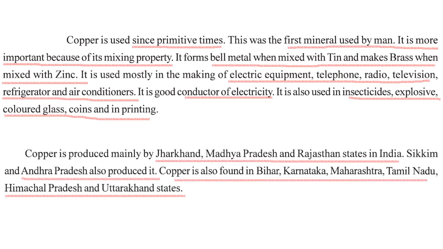Copper is maximum produced in Jharkhand, Madhya Pradesh, Rajasthan, etc. states of India. Apart from that, Sikkim and Andhra Pradesh is also producing copper. Bihar, Karnataka, Maharashtra, Tamil Nadu, Himachal Pradesh, and Uttarakhand states have the copper content in their soil.